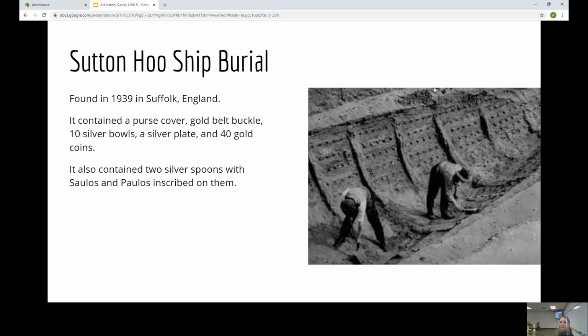Now, found in 1939 in Suffolk, England, was the Sutton Hoo burial ship. Thanks to that ship finding in 1939, thanks to a metal detector, we have a whole bunch of stuff inside of that ship, and that ship alone, with a purse cover, which we're going to look at in a second, a gold belt buckle, which is in your book if you're curious to see that one, 10 silver bowls, a silver plate, and 40 gold coins.